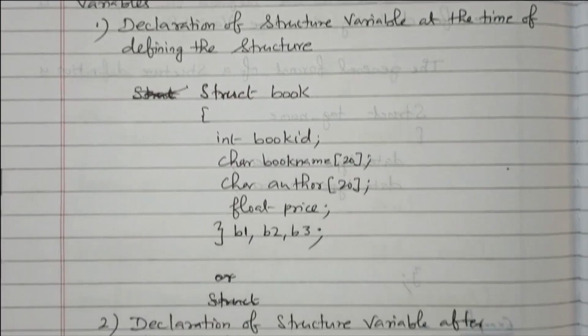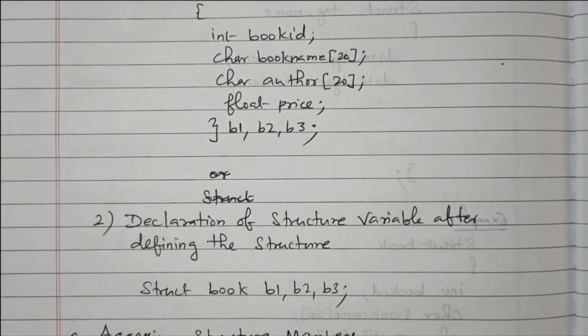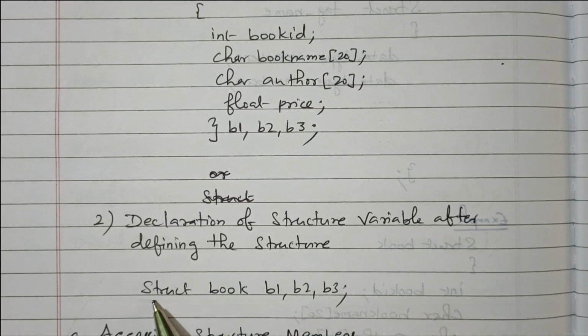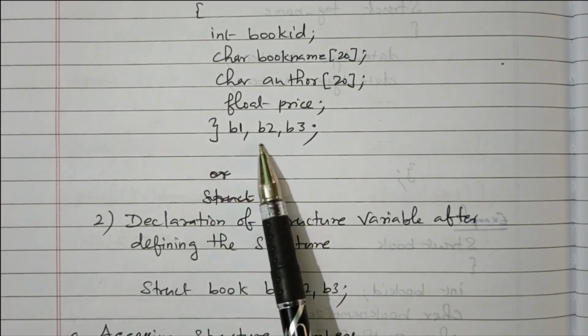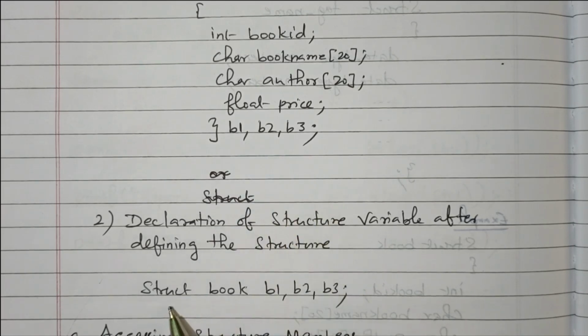And one more method is available. After creating the structure also we can declare the variable. Declaration of structure variable after defining the structure, that is struct book b1, b2, b3, same thing, but it is after declaring the book structure that we declare the variable. This is the keyword, this is the structure name. b1, b2, b3 are structure variables. Earlier we declared the variables at the end of the structure definition. Here we are declaring the variables separately, right?